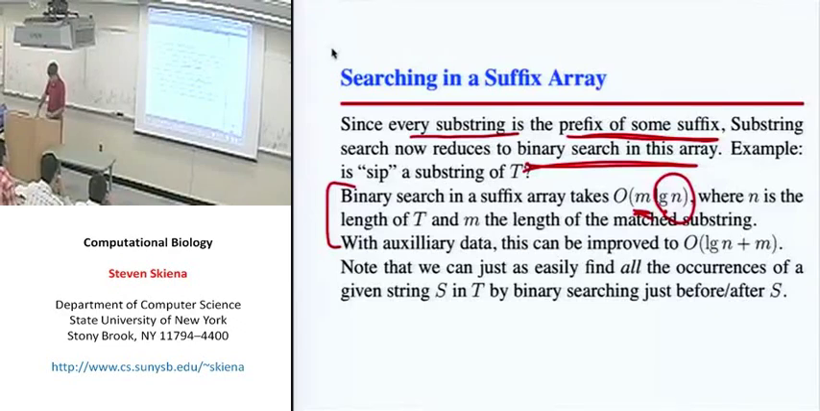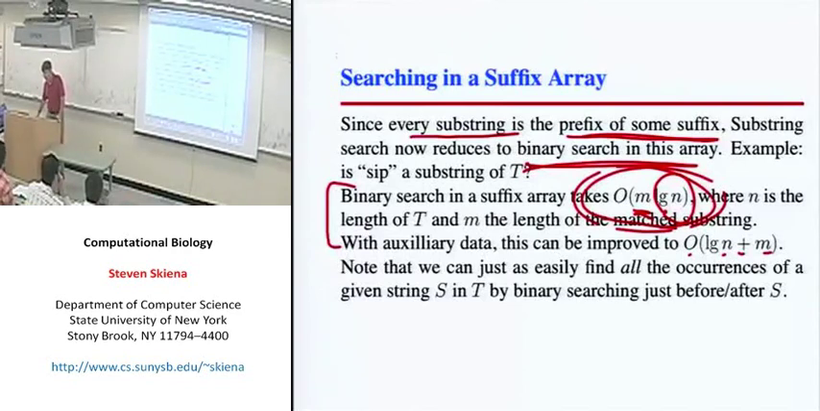In fact, by storing some other auxiliary information, you can do it faster, but I don't really care about that for now. That's a piece of trivia; if you're interested in these algorithms, you can look up why that is. The important thing is I can search this suffix array quickly once I build it. And I can do all kinds of other things I could do with suffix trees.